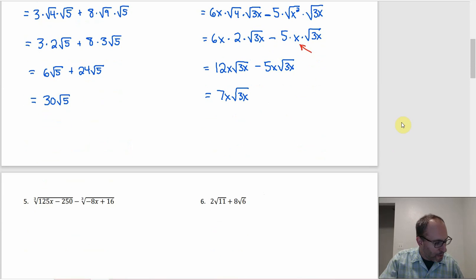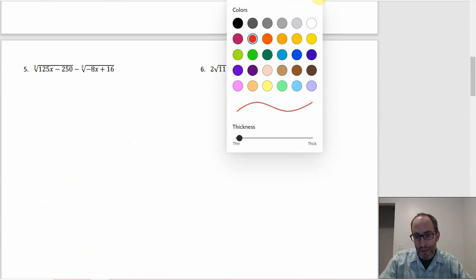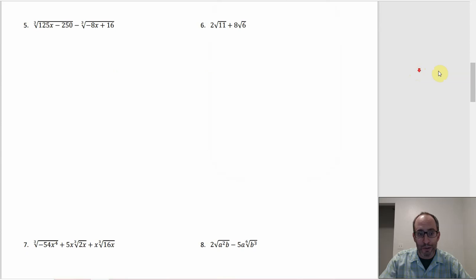All right. Number 5, that looks kind of crazy, and it's actually not that bad. It's different because underneath the radicals, you've got 2-term expressions instead of 1-term expressions. But if you look at those, they have common factors, right? 125x minus 250. 125 and 250 are divisible by 125. Then if you look at the other one, you've got a negative 8x plus 16. You go, well, those look like they're both divisible by 8. So there's stuff that we can do here. So let's see. If we just factor out the common factors first underneath those cube roots.